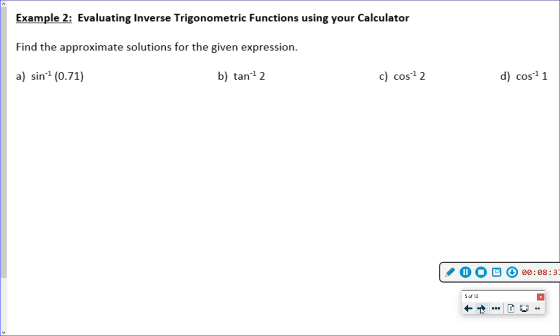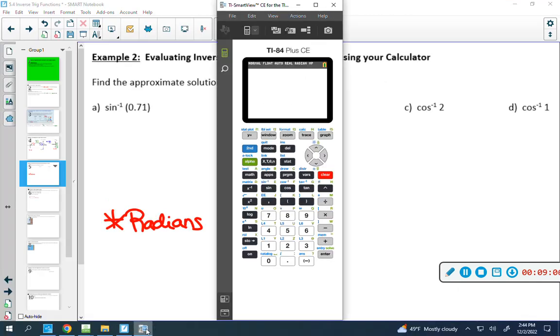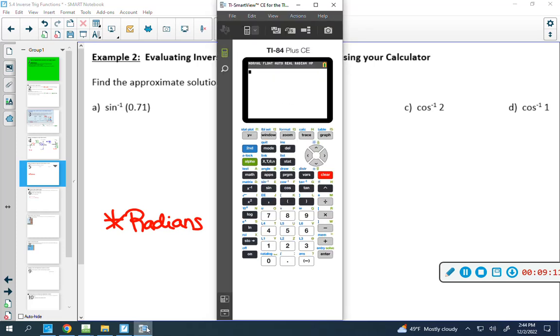Okay, find the approximate solutions for the given expressions. Are we in degrees or radians? Radians. All the angles for inverses are radians. So you better be in radians. When you're doing inverses, they want the angles in radians. Make sure, what are we rounding to? Does it say? No, it doesn't say. All right, so second sine, 0.71.